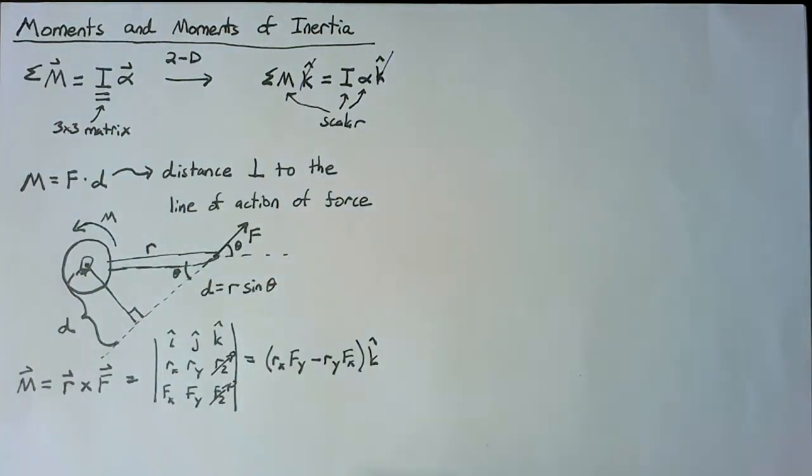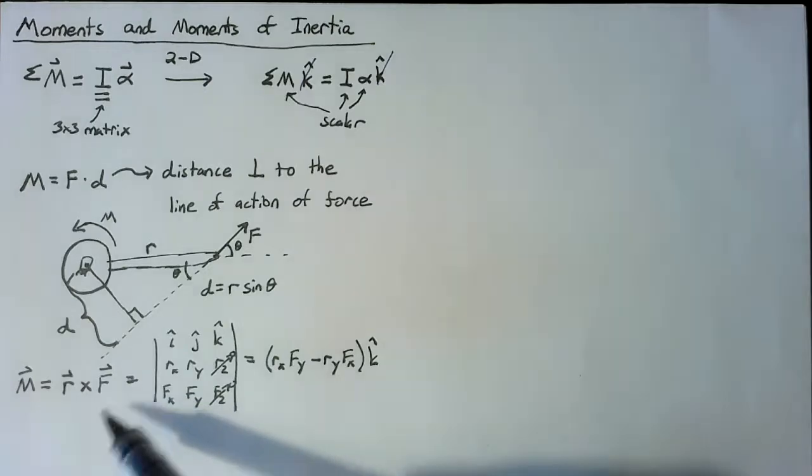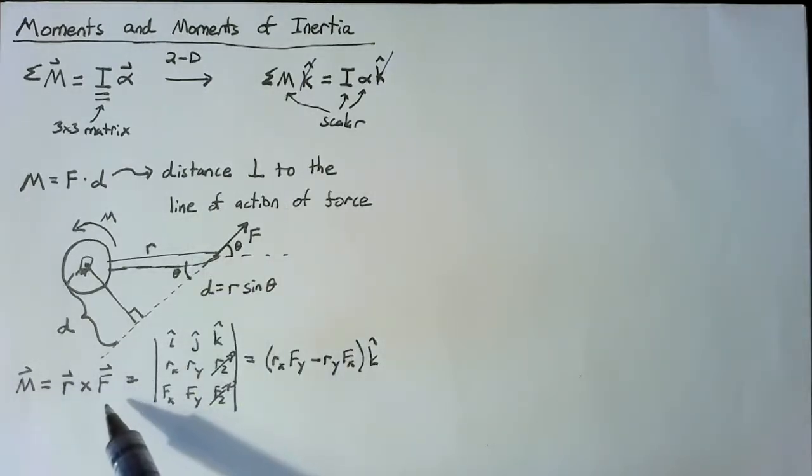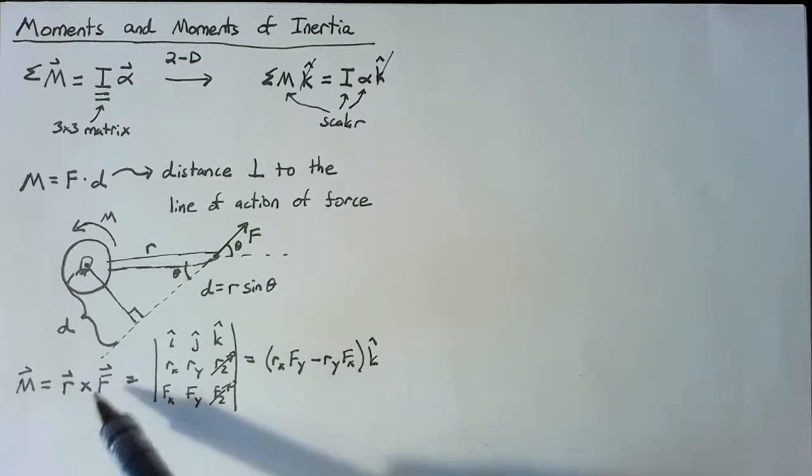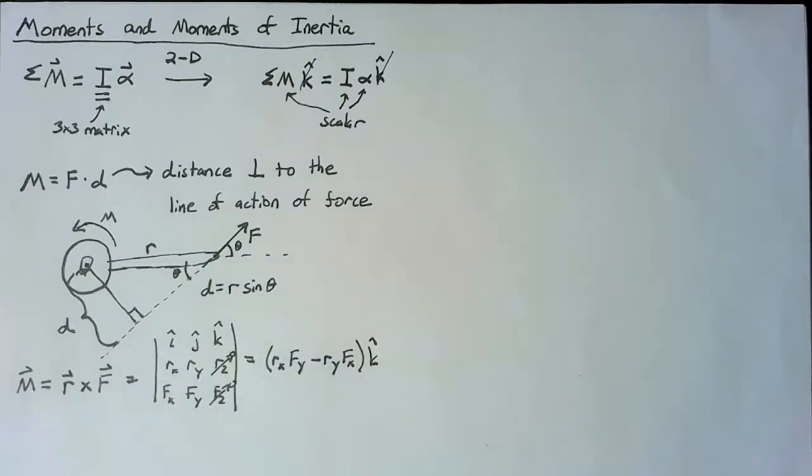If you're ever in 3 dimensions, then it becomes very difficult to use something like this, and it usually makes sense to go ahead and use the full cross product form. Or if you're just given i and j components for each of these, then you should just use the cross product form. So we're going to assume now that we've found our moments.